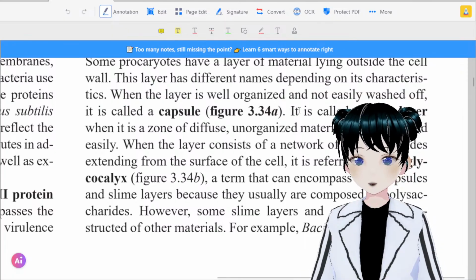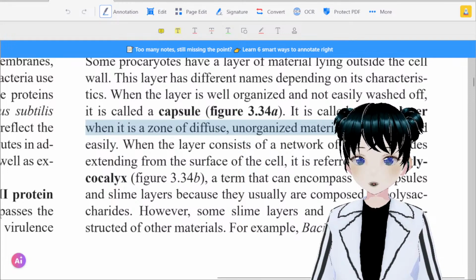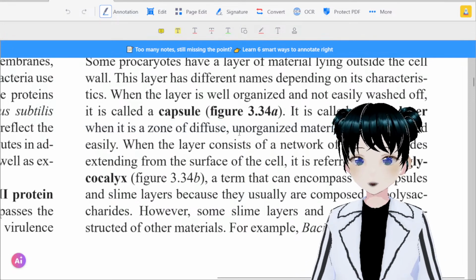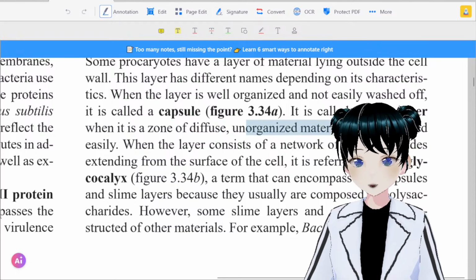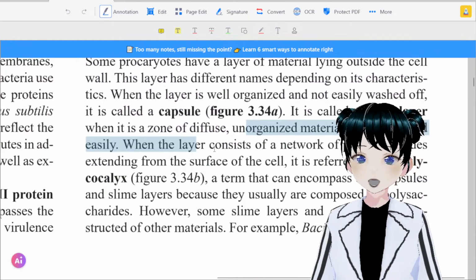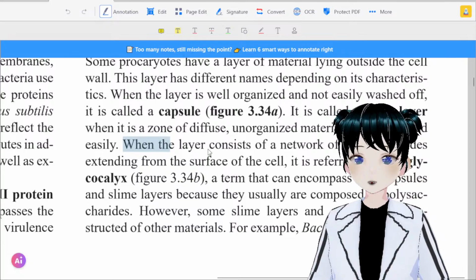Now, what is a slime layer? It is called a slime layer when it is a zone of diffuse material. It means when it doesn't have clear boundaries and doesn't have organized material, and it is removed easily. If it is diffuse and unorganized, it will be easy to remove because it is not structured well, it is not made well.